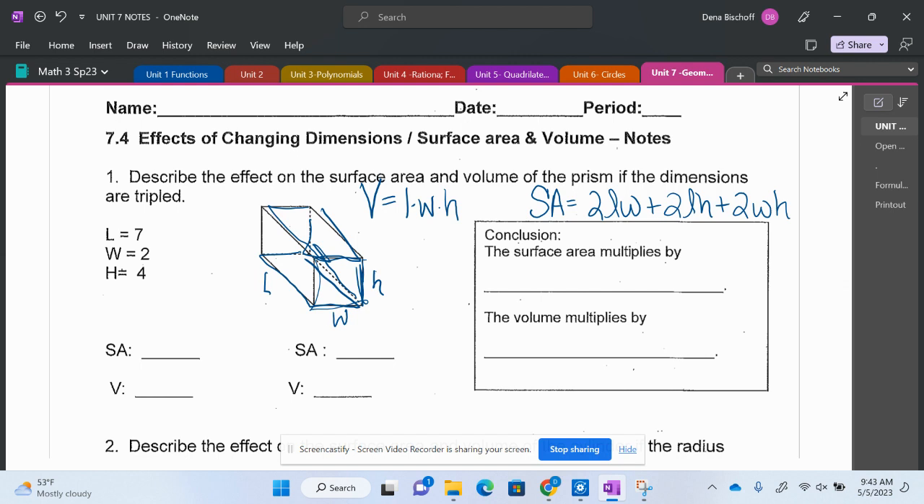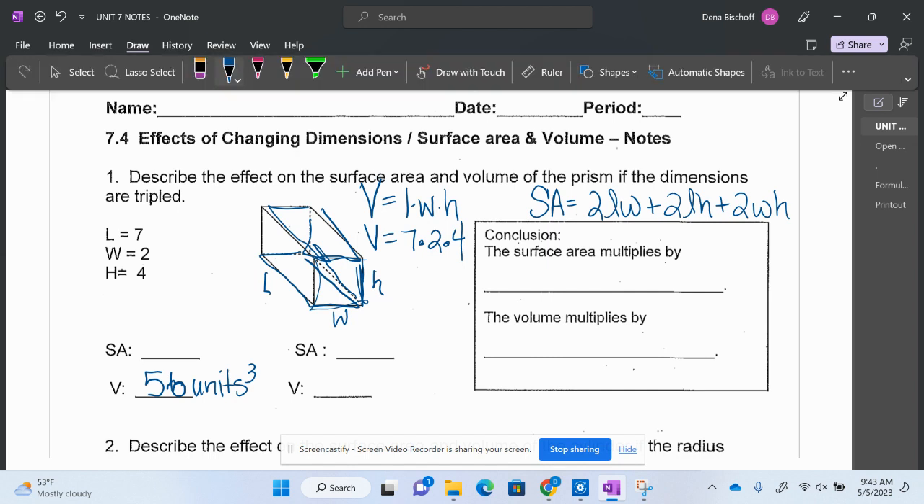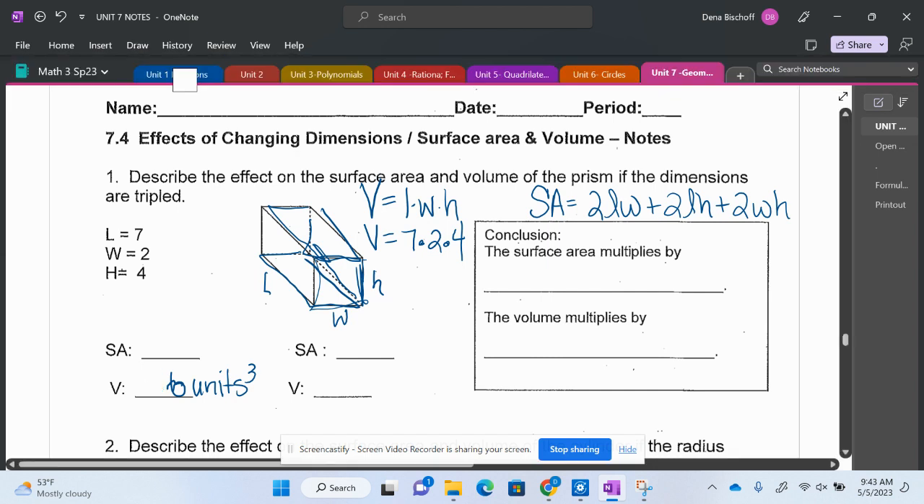So let's use these dimensions. To find the volume originally, I'm going to take 7 times 2 times 4. And I find out that my volume is, anyone? Yeah, 56 units cubed. 56 units cubed.